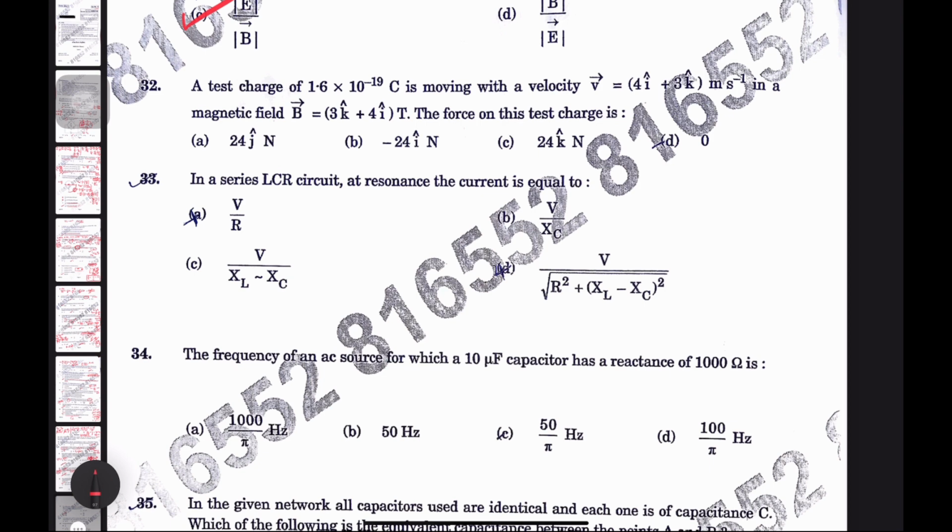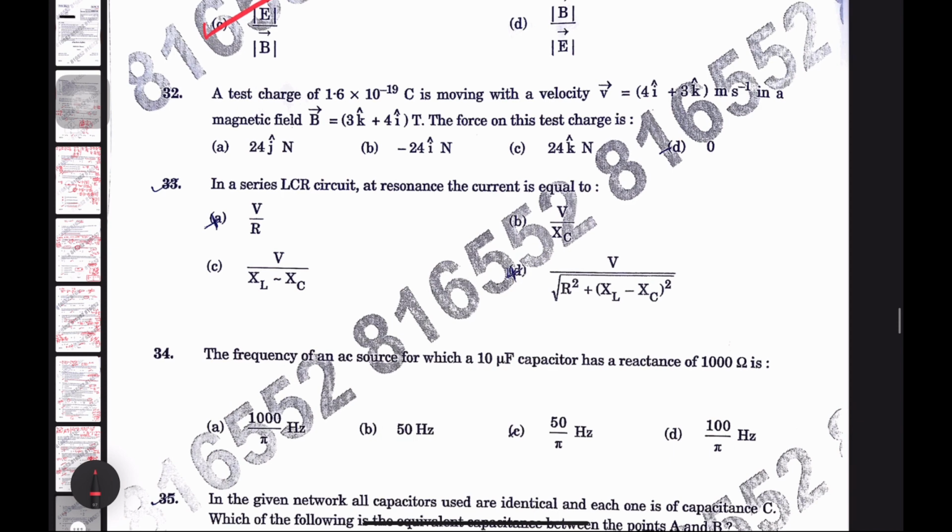Then a test charge of 1.6 into 10 raised to power minus 19 coulomb is moving with the velocity v is equal to 4 i cap plus 3 k cap meter per second in a magnetic field 3 k cap plus 4 i cap Tesla. The force on this test charge is, so it was a question, F is equal to Q v cross B. You only had to calculate v vector cross B vector, and you had to rearrange it as 4 i cap plus 3 k cap. When you solve v vector cross B vector, you will find the answer to be 0. And how we have to solve it, it is in class 11th, how we solve the cross product, that is i cap j cap k cap, that is we are having values 4 0 3, again 4 0 3. When you solve it, you will find this answer to be 0.